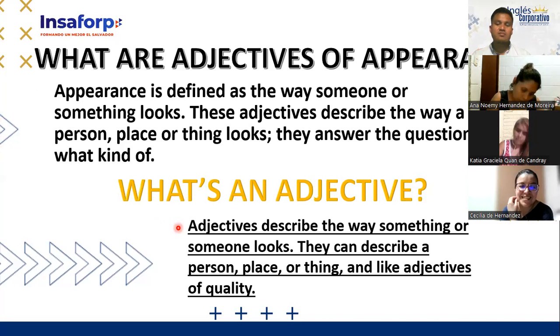Ceci, go ahead, Ceci. What's an adjective? Adjectives describe the way something or someone looks. They can describe a person, place, or thing, or qualities. Oh, qualities. Okay. Now, this is just for you to know. There's also a variety in adjectives of appearance, which are some other varieties of the main thing, which are the adjectives.